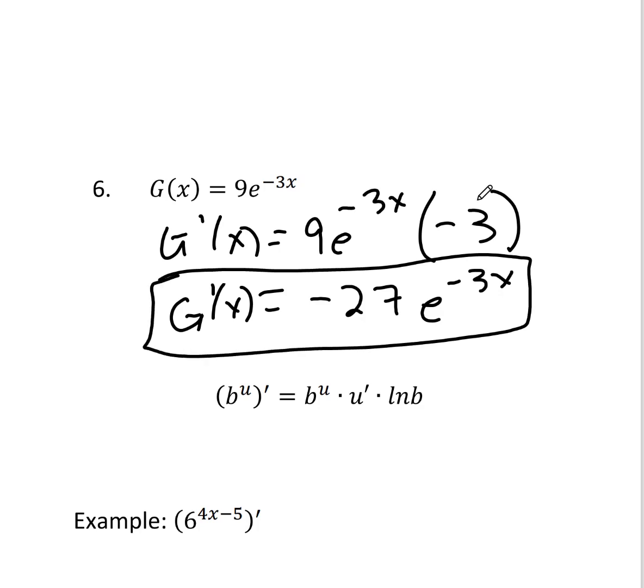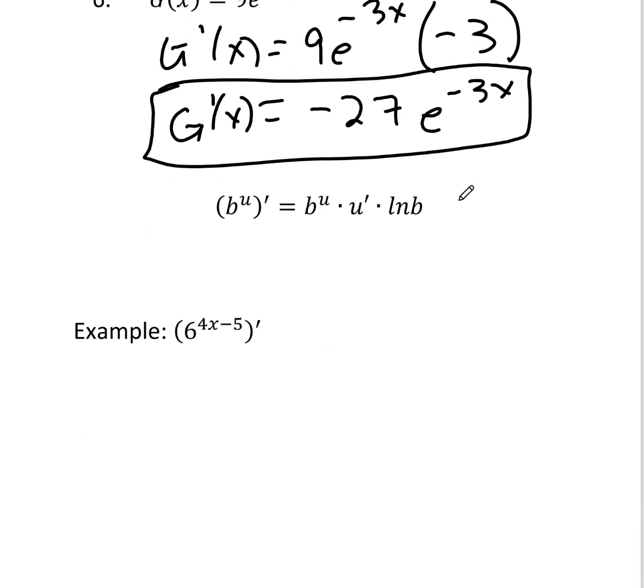So those were all e. Let's talk about what happens if we switch that from e to a different number, and I'm going to call that different number b. So if I have b to the power u and I take the derivative, I'll have b to the u, I'll have u prime, and I'll have the natural log of b.